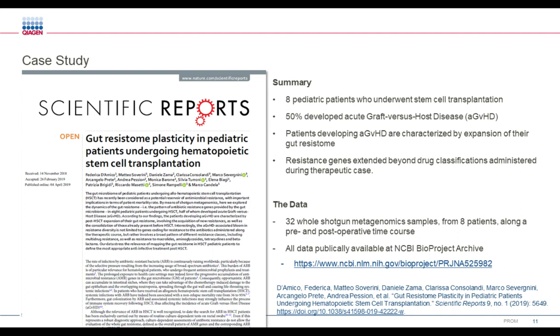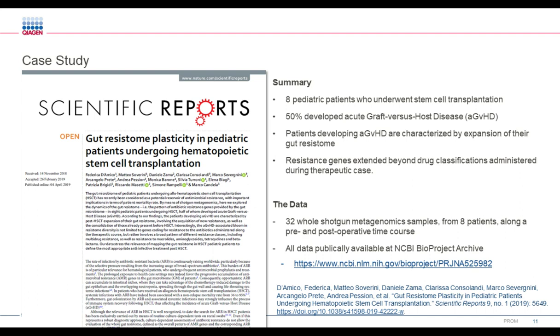So for the purposes of this talk, we'll be reviewing the data from a recent publication from Marco Candella's group, where they analyzed the stool samples from 8 pediatric patients that underwent stem cell transplantation. Half of these patients developed acute graft versus host disease symptoms, and all the patients that developed AGVHD were characterized by an expansion of their gut resistome.